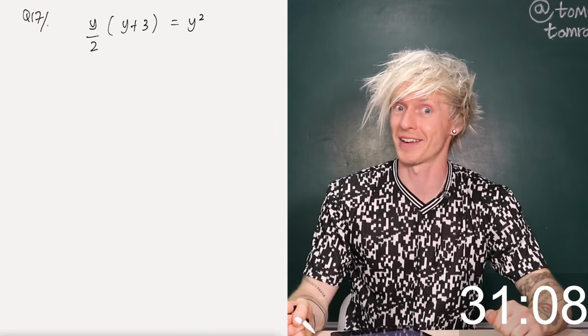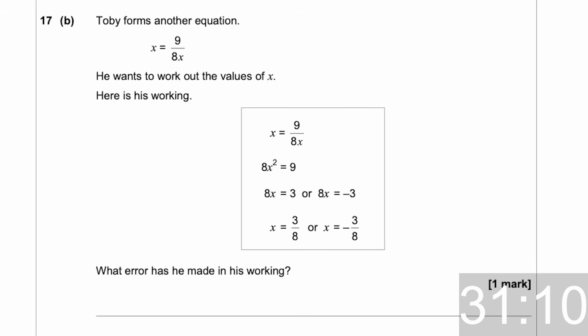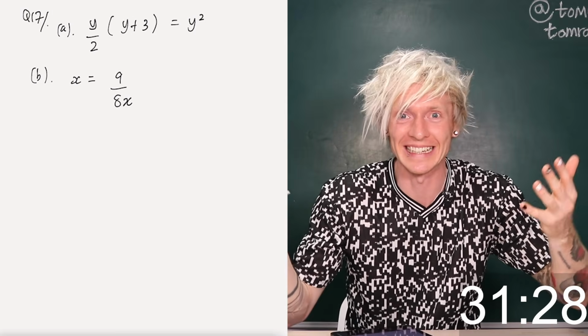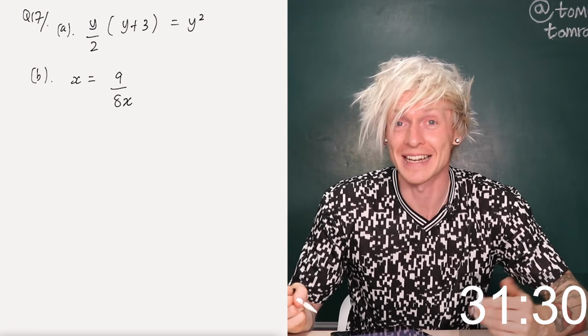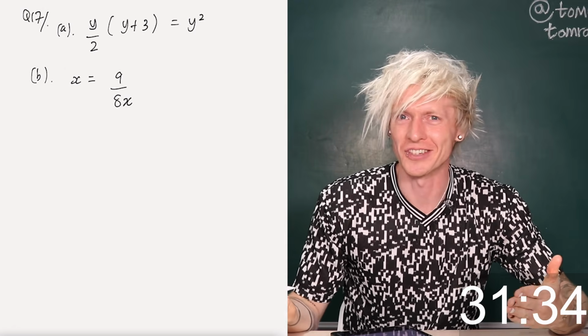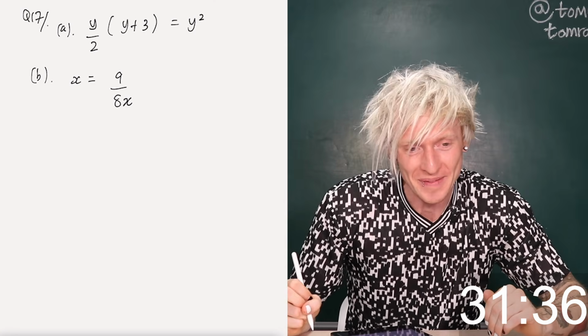Toby forms another equation. Of course he does. So that's part A, and now he's obviously using x, which says x is 9 over 8x. Okay, x equals 9 divided by 8x. Right, what are we doing, Toby? He wants to work out the values of x. Here is his working. Oh, got to find an error. Literally marking again. They love this. Examiners are clearly teachers, and they clearly don't like marking and want to make the students experience marking.